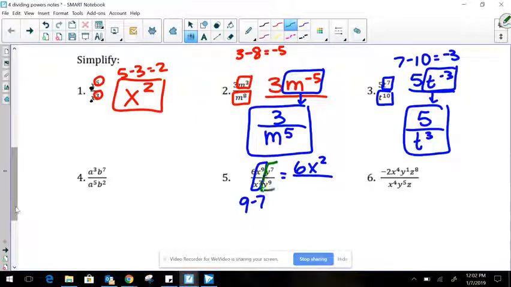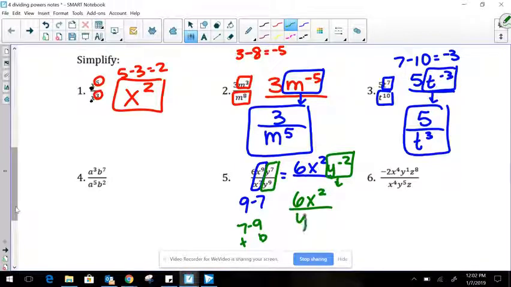And then my y's, I have the opposite. I have 7 minus 9. Remember, you always have to do top minus bottom. So that's y to the negative second. Okay, I can't have this guy. This needs to be moved downstairs. So 6x squared stays up top. And then y squared now is a positive 2. And then I'm done.